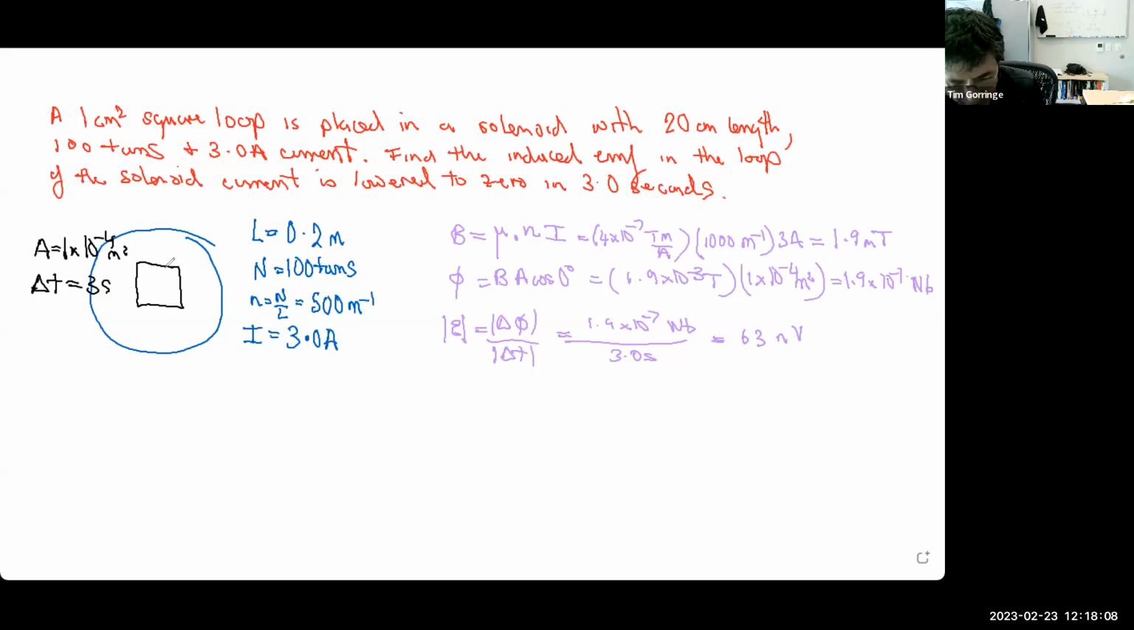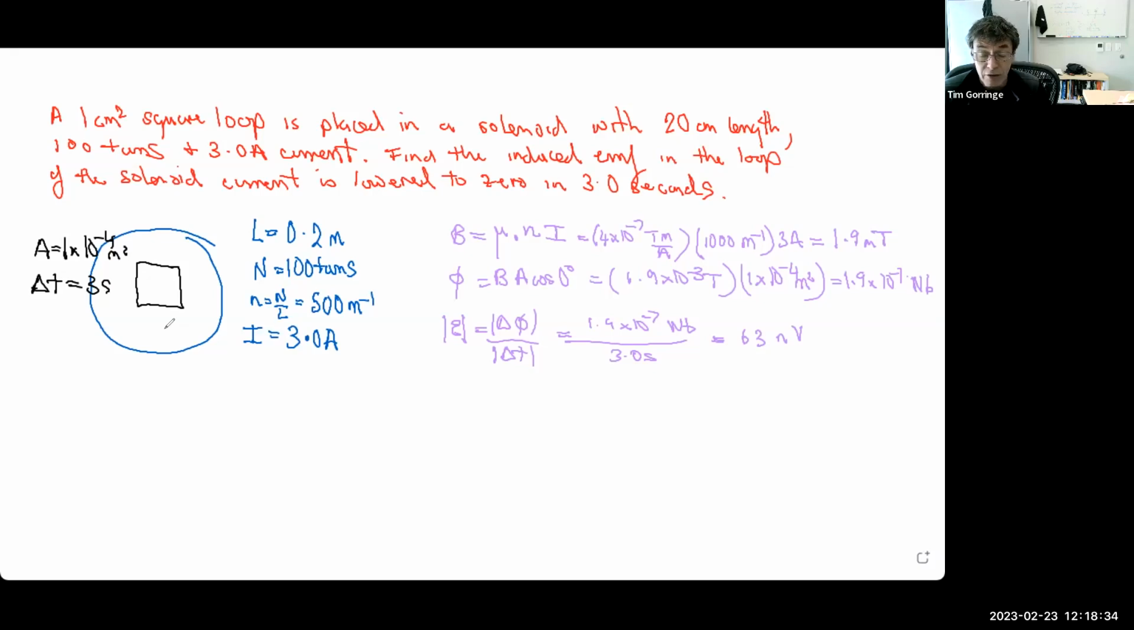But there is a small EMF, there will be an induced current in this square loop as we turn off the field by turning off the current in the solenoid. Anyway, that's an example of induction and Faraday's law of induction and concepts of magnetic fields, magnetic fluxes.